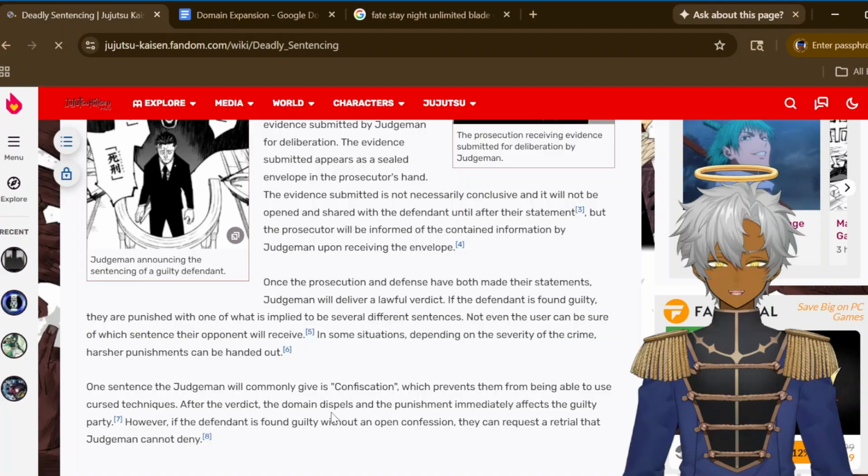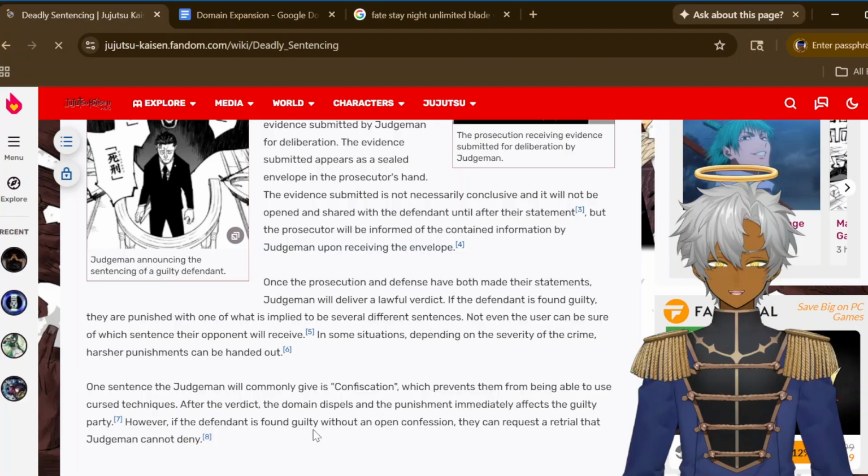After the verdict, the domain dispels, and the punishment immediately affects the guilty party. So even outside of the domain, once this domain is over, if you were prosecuted and you received a punishment, that punishment continues after the domain closes.